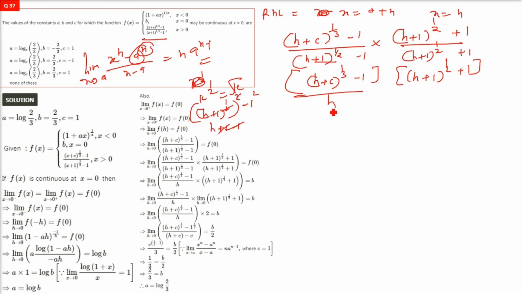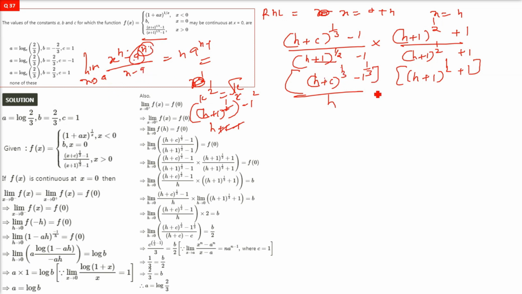Now here you can only apply the limit on the term which we got in the numerator, h plus 1 to the power half plus 1. So with h going to 0, 1 plus 1 to the power half, that is 1 plus 1, that is 2. But we'll deal with it later.